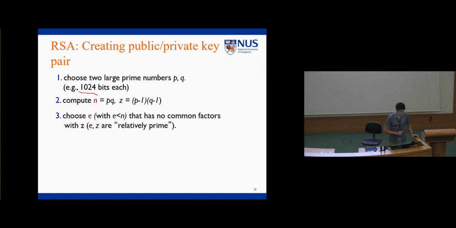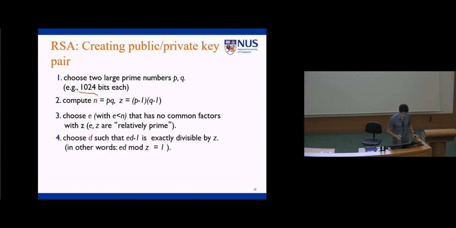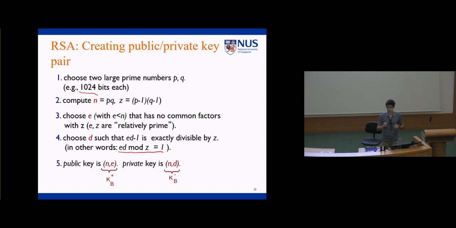Then we choose a number E such that E and Z have no common factors. There is no number that divides both of them other than 1. And then we choose a D such that ED minus 1 is exactly divisible by Z, that is, ED mod Z equals 1. From there, we have our n, our E, and our D. We say that n and E are the public key, and n and D are the private key.